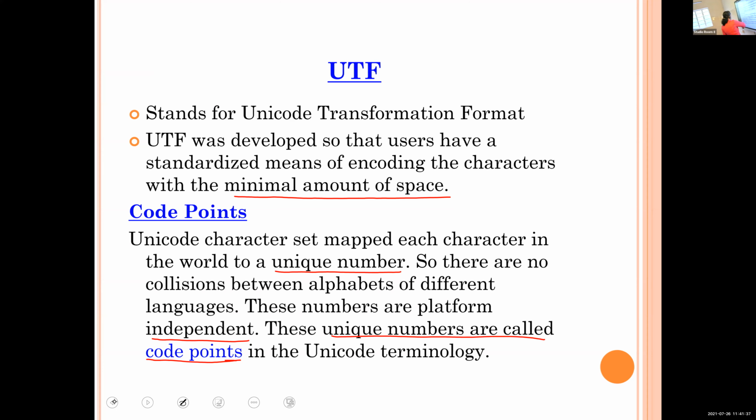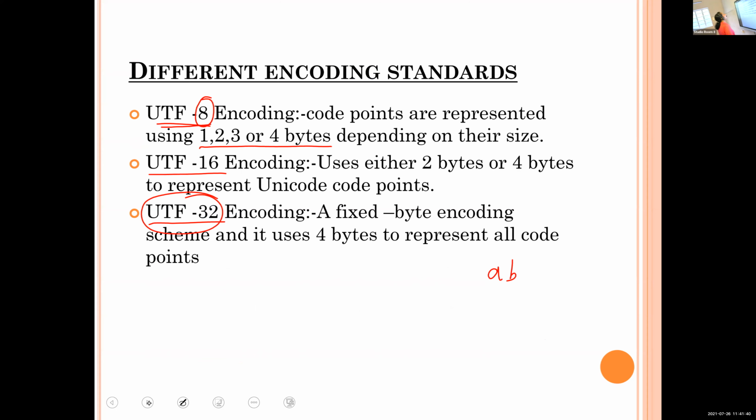Using this minimal amount of space, we divide UTF into 3 sections: UTF-8, UTF-16, UTF-32. In UTF-8 encoding, code points are represented using 1, 2, 3 or 4 bytes. What is a byte?